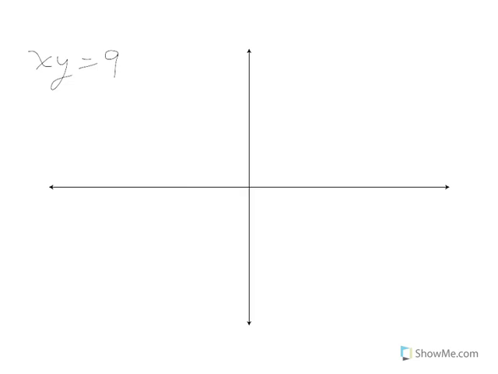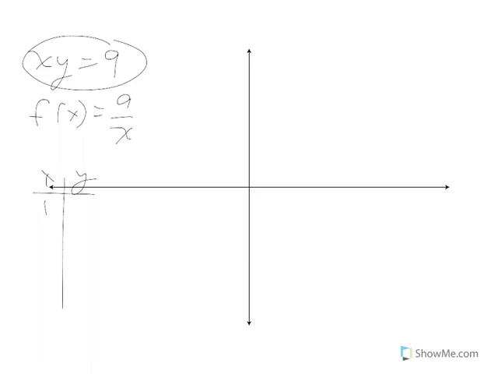This isn't in the exact form of a rational function. It could be expressed as like f of x equals 9 over x. But I like it in this form because we get a feel for what's going on. If I were to make a list of pairs that make it true, 1 times 9 is 9, 9 times 1 is 9, 3 times 3 is 9. Also, negative 1 times negative 9 is 9, negative 9 times negative 1 is 9.